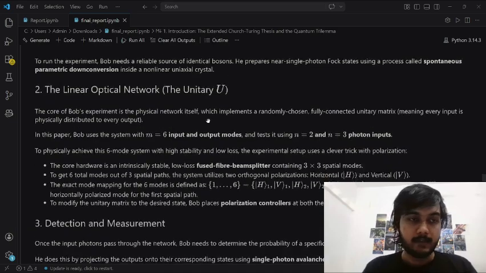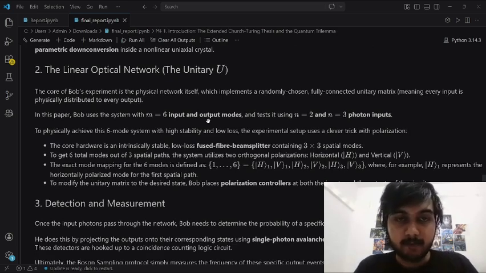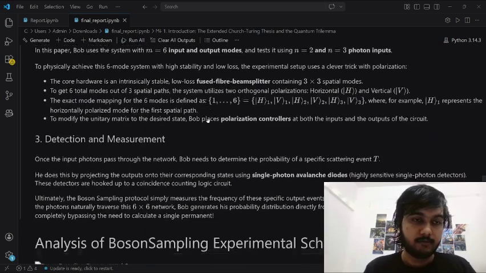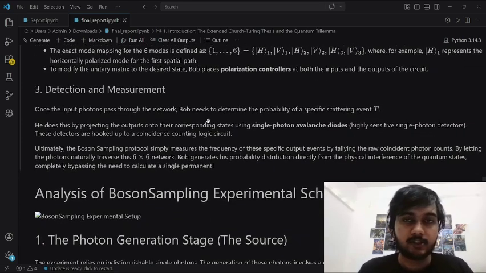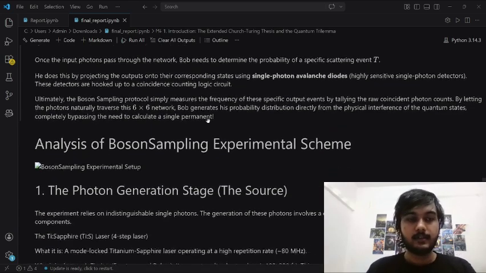Here we will go deeper into it, but we can see that we have six input modes and six output modes for n equals 2 photons and n equals 3 photons. Now we will also need a detection unit to detect the coincidences, or the probability distribution of photons.